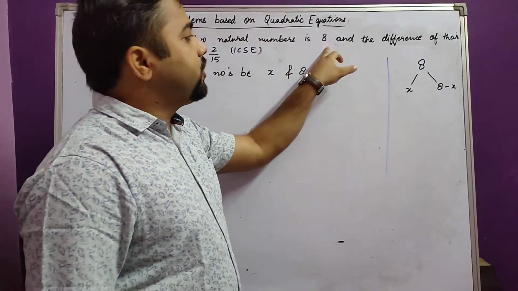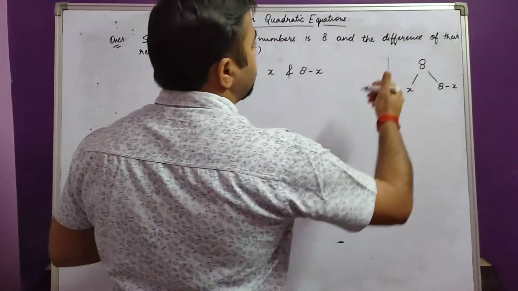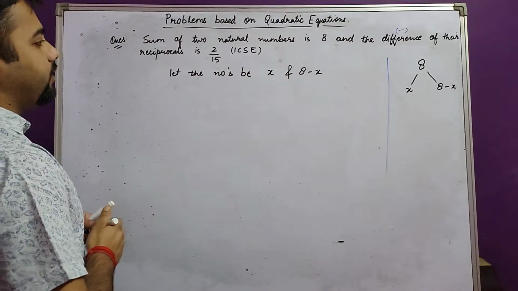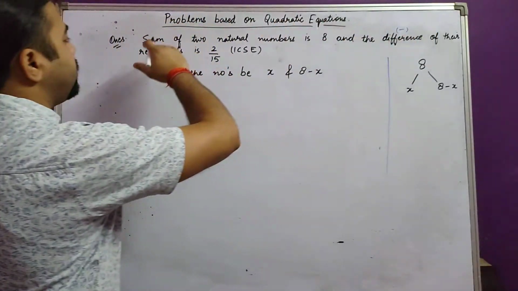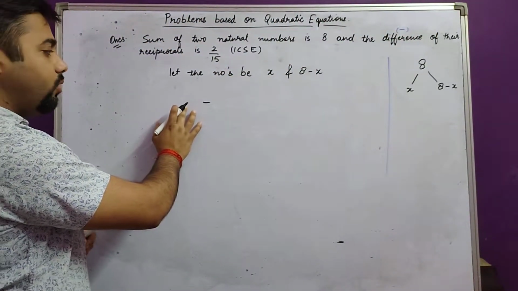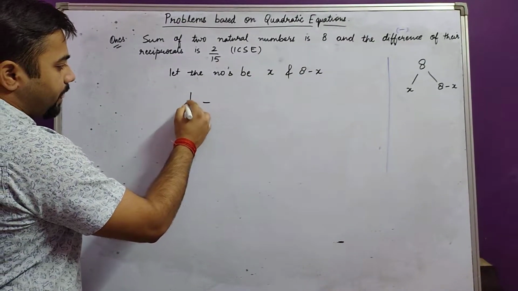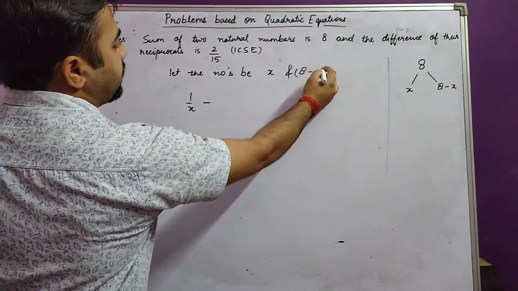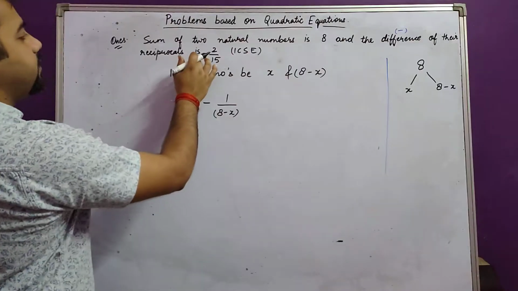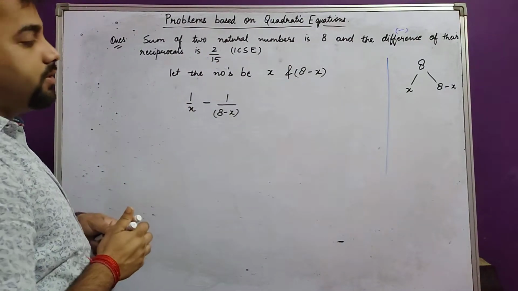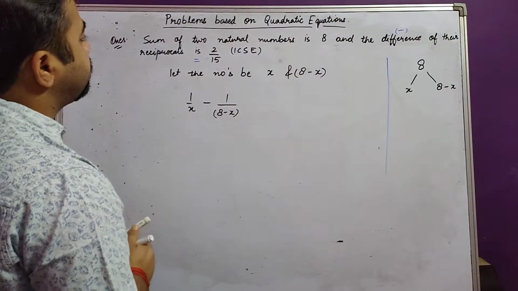Now we have to move on to the next part of the question. The difference indicates the subtraction sign. We are going to write the subtraction sign over here, of their reciprocals. That is, we have to write one reciprocal over here and the other over here. The reciprocal of x will be 1 by x and the reciprocal of 8 minus x will be 1 divided by 8 minus x. This means equal to 2 by 15.